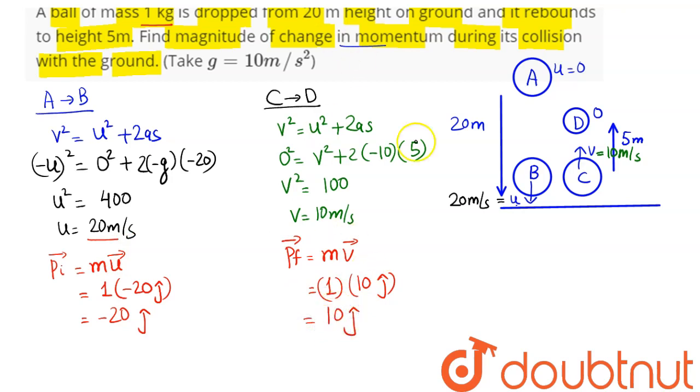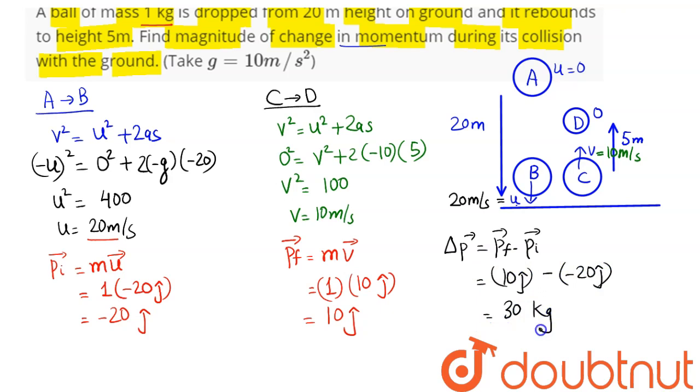Hence the change in momentum can be written as final momentum minus initial momentum, which is equal to 10 j cap minus minus 20 j cap. So this comes to 30 kg meter per second j cap. Hence this is the change in momentum of the ball on rebounding with the ground, which is our answer.